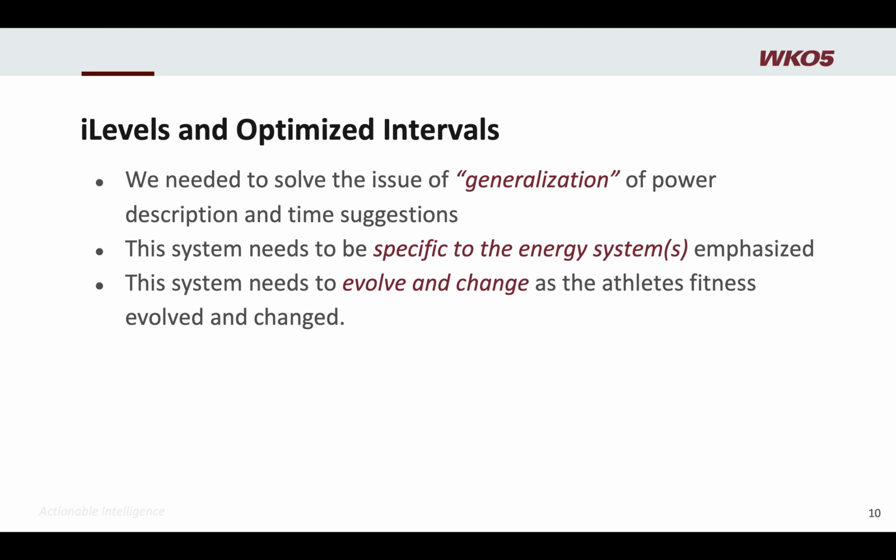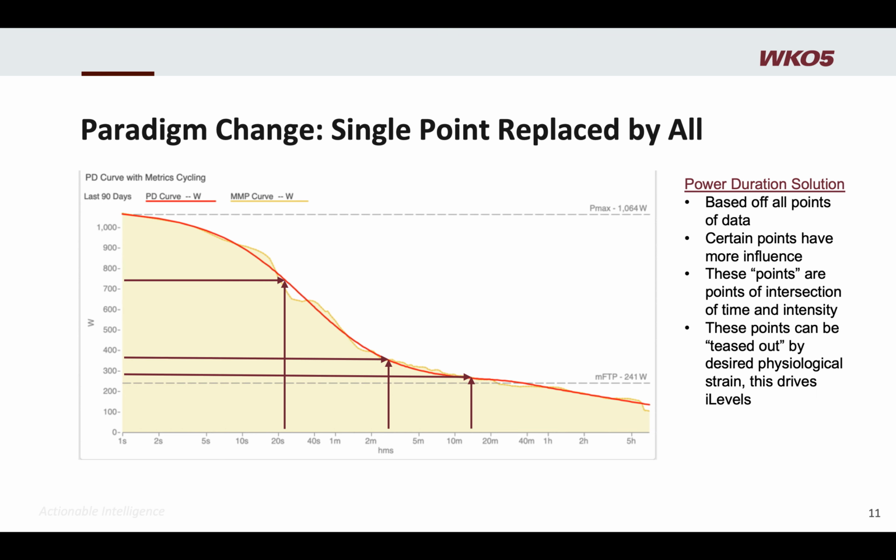And that's why we created eye levels and optimized intervals. Now, what is an eye level? Well, an optimized interval starts by understanding it's a paradigm change. The paradigm change is we move from the classic system of using a single point of data to relate training levels and targets to using all points, using the entire curve. And this is what we call a power duration solution.